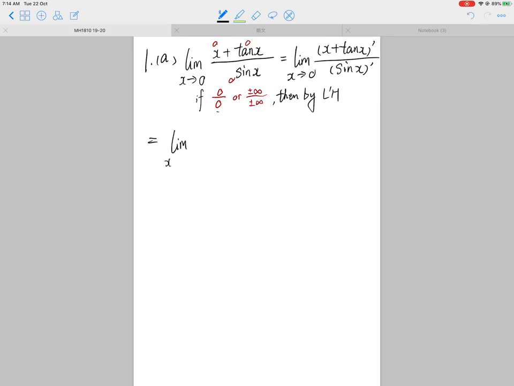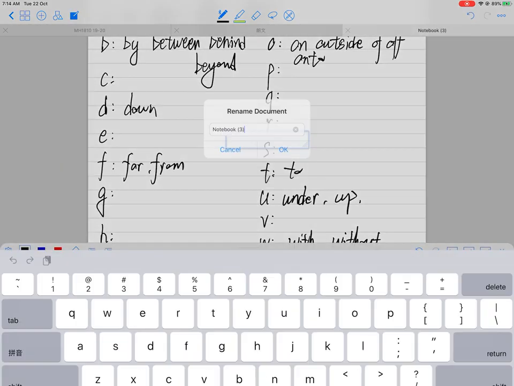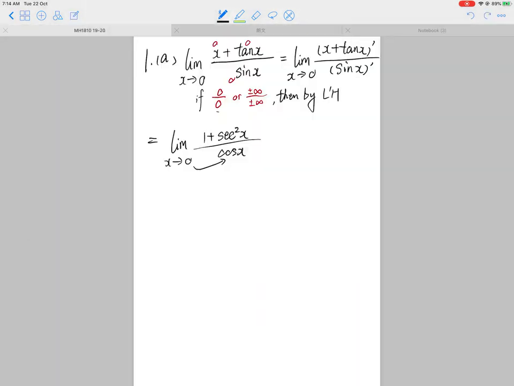Then the top's derivative is 1 plus secant x squared. The bottom's derivative is cosine x. Now you sub in. You get secant 0, and secant 0 is 1. Cosine 0 is also 1. And you get your answer. So this is the L'Hopital's rule.